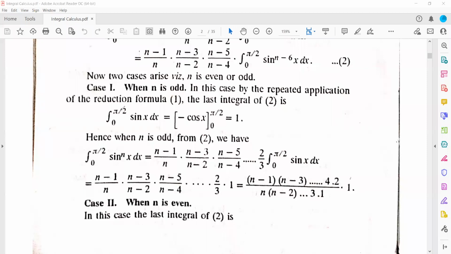Okay, so we'll discuss the two cases. The first case is what? When n is odd, and then second case we'll discuss when n is even. So very simple.